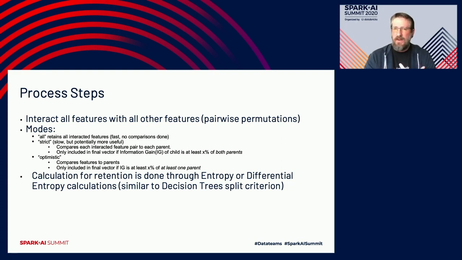Strict mode is a little bit harder to actually get interactive features to be a candidate. What that's going to do is still do the same check. It's going to check A underscore B to parent A and parent B, but it has to be X percent as good as the information gain of both parents. So it's an and, right, Jess?